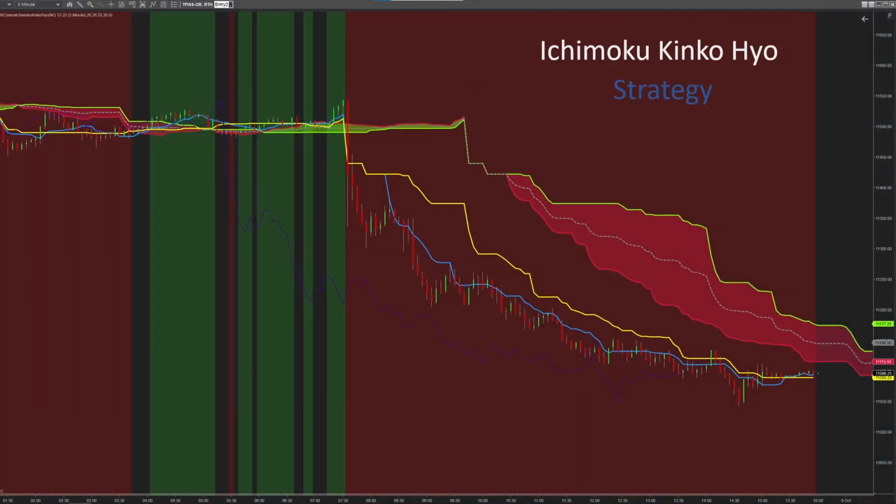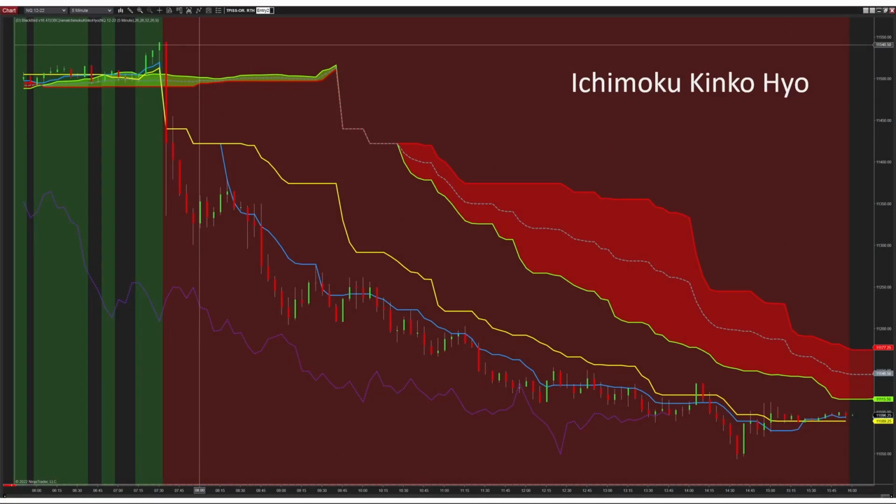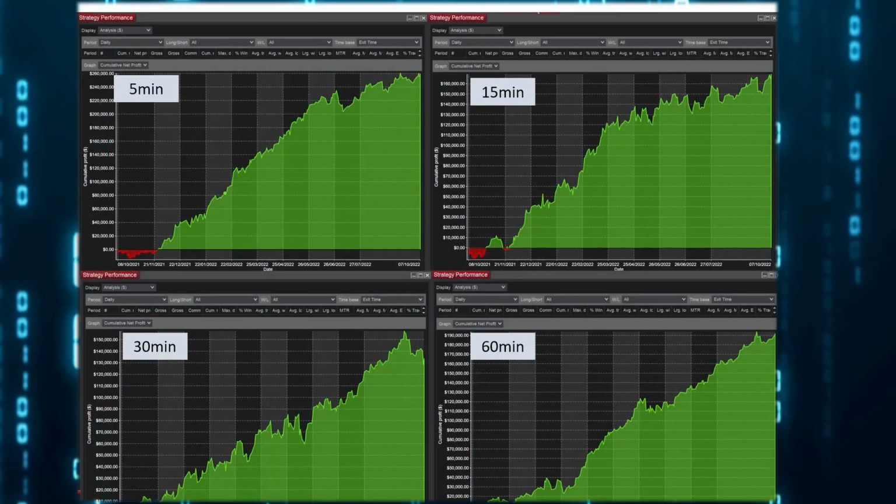Take your trading to the next level using a no-coding skills algo creator. Build a fully automated trading strategy. Here's an Ichimoku Kinko Hyo trading strategy. It's a very simple one, and you can achieve similar results.